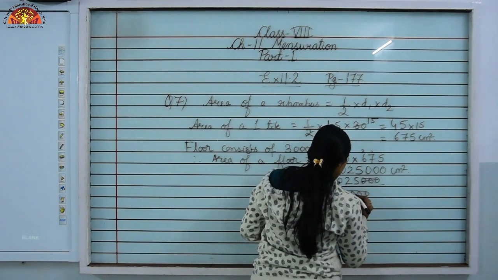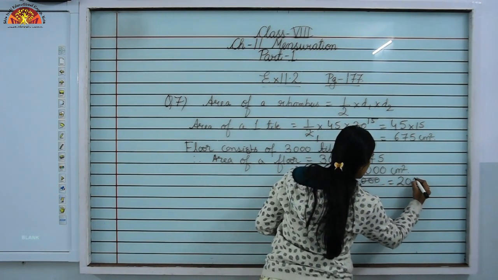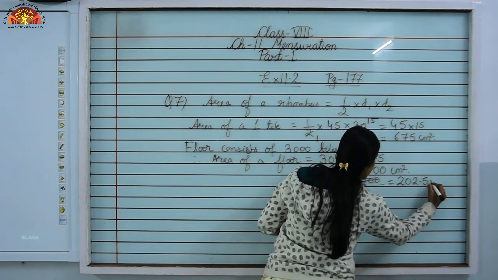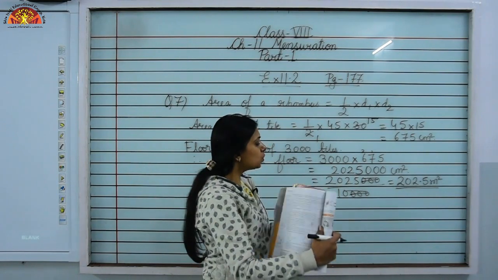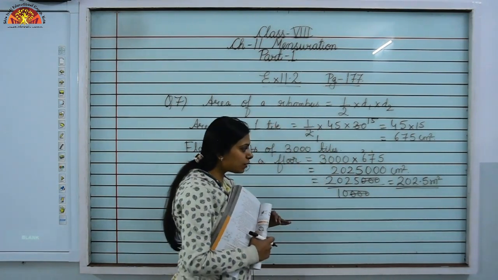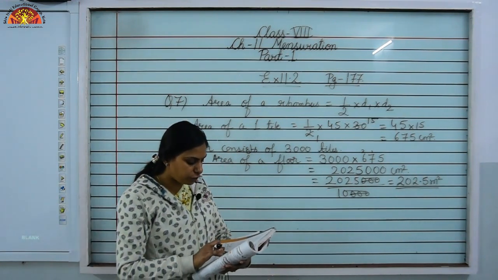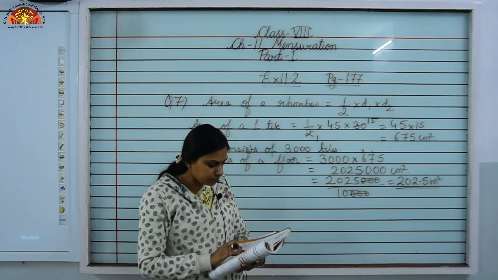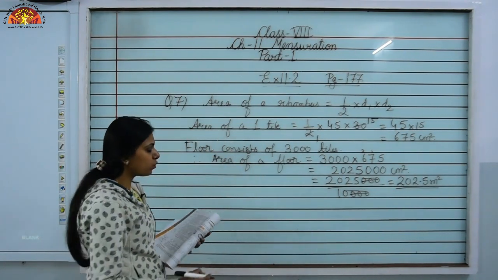So it will become 202.5 meter square. That is, the area of the floor is equal to 202.5 meter square. Now what you have to calculate? You have to find the cost of polishing the floor. You can see that the cost of polishing per meter square is rupees 4.